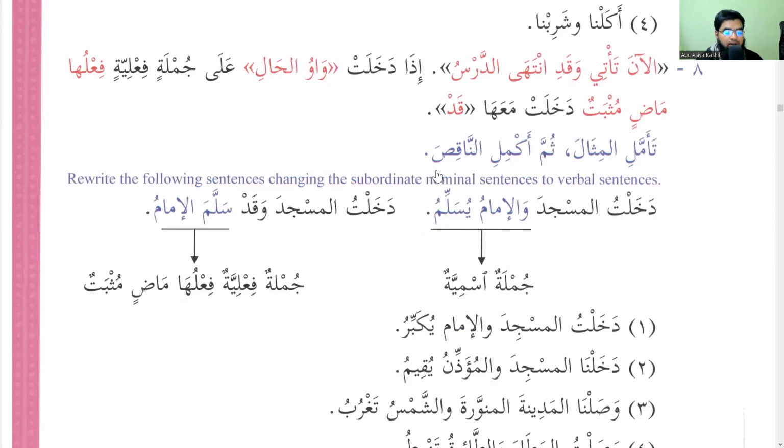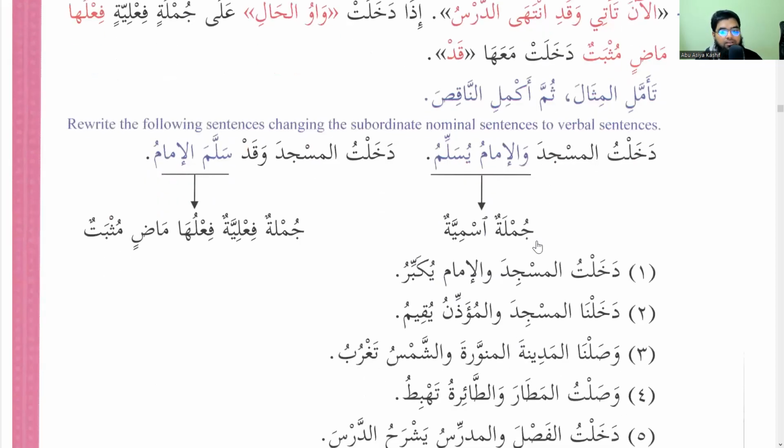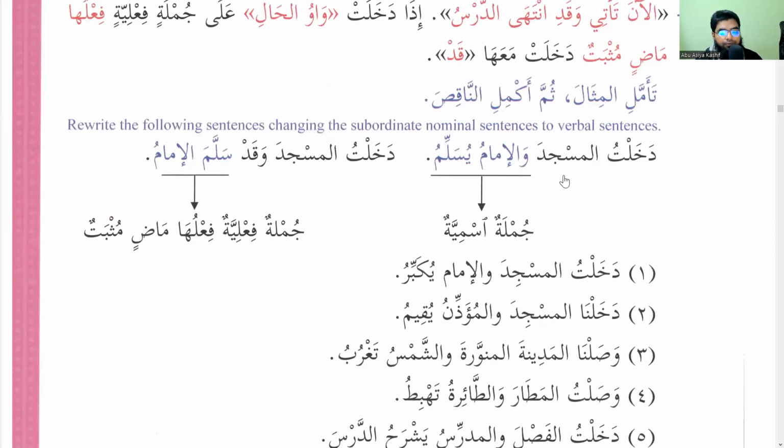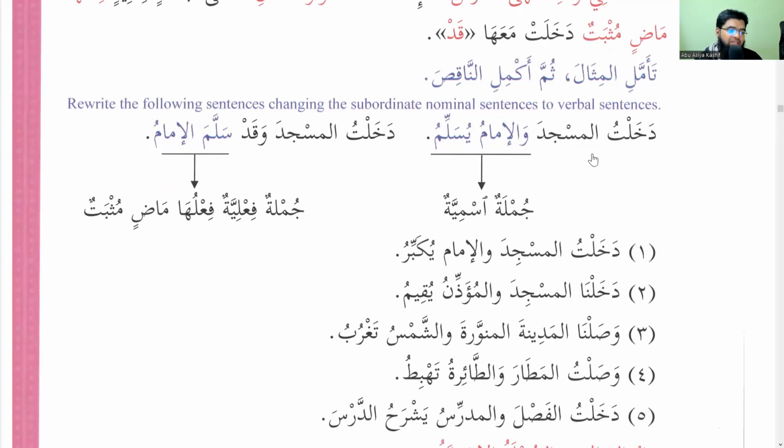For example, he gives some examples. تأمل المثال ثم أكمل الناقص. Rewrite the following sentences, changing the subordinate nominal sentences to verbal sentences. So he has an exercise for this. Change the ismiya to fi'liya. The rule is just add qad. So he says, دخلت المسجد والإمام يسلم. This is jumla ismiya. I entered the masjid while the imam is giving salam. دخلت المسجد وقد سلم الإمام.